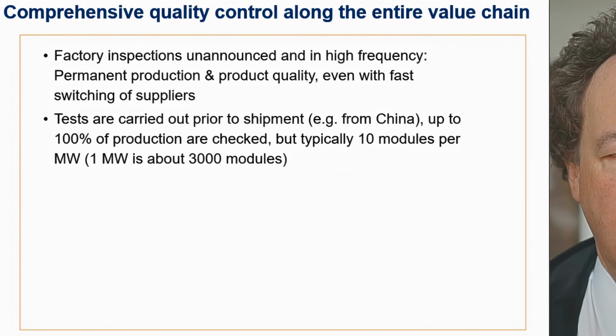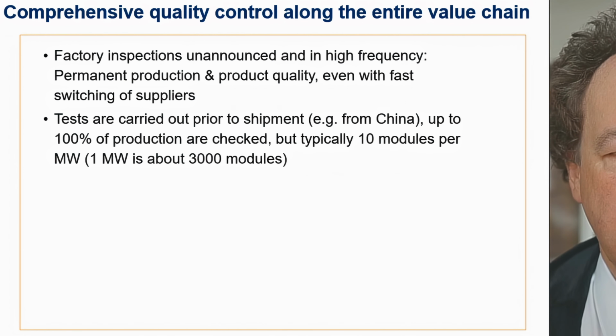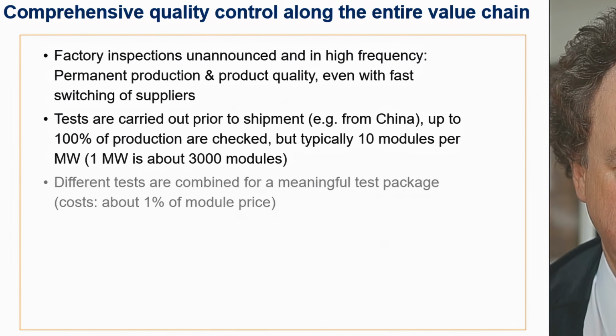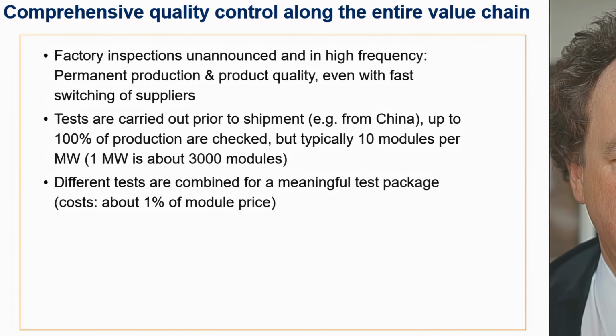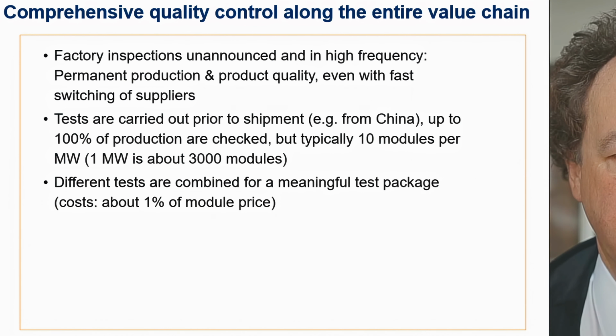But typically, to have the best cost-benefit ratio, you check about 1 to 2 per mil of the modules. That means about 10 modules per megawatt. Nowadays, 1 megawatt is about 3,000 modules. Formerly, there were about 4,000 modules, depending on the module power. You don't have to apply a full certification, as this requires a long time and is very costly. So you just combine some tests of them. Usually a price in the vicinity of 1% of the module price is quite acceptable to carry out such a quality control.